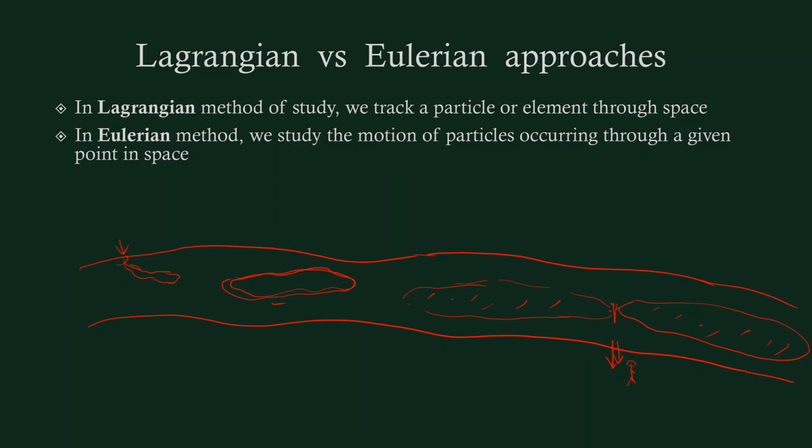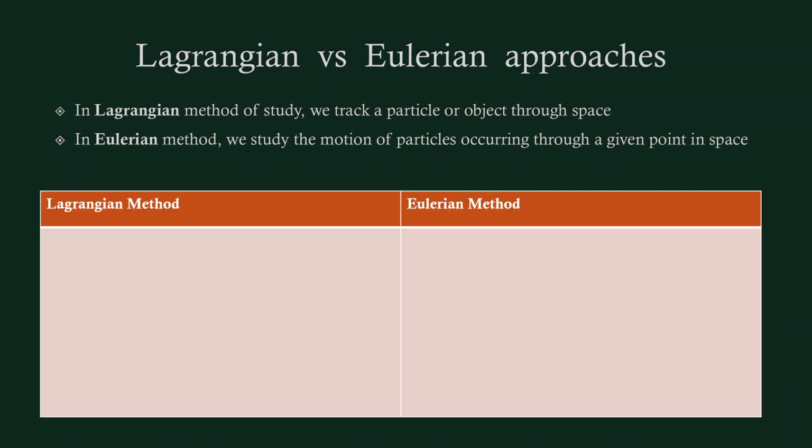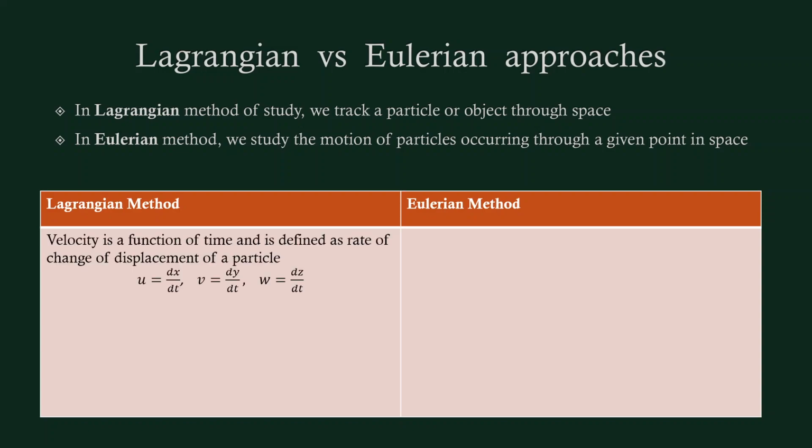Now, mathematically, how to deal with different quantities. In Lagrangian method, velocity is simply a function of time and is defined as rate of change of displacement of a particle. So velocity in x direction is u, that is dx by dt. In y direction it is v, dy by dt. And in z direction, let's say it is w, which is given by dz by dt.